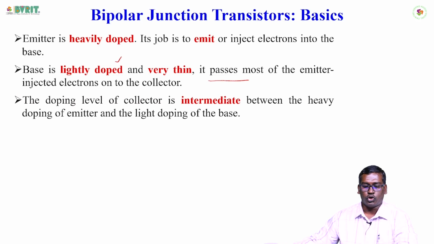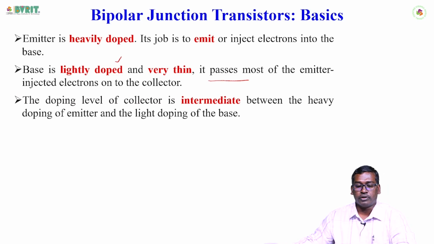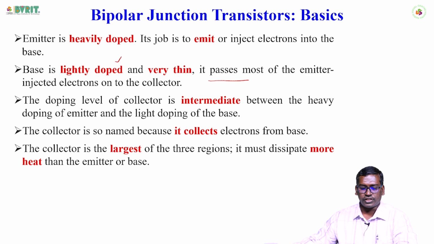And the doping level of the collector is intermediate between the emitter and the base because it has to collect the charge carriers. And area wise, the collector has to collect, that's why it should have the larger area. Among all three, the collector has the larger area compared to the emitter and the base. Base is very thin, emitter region is moderate in size.